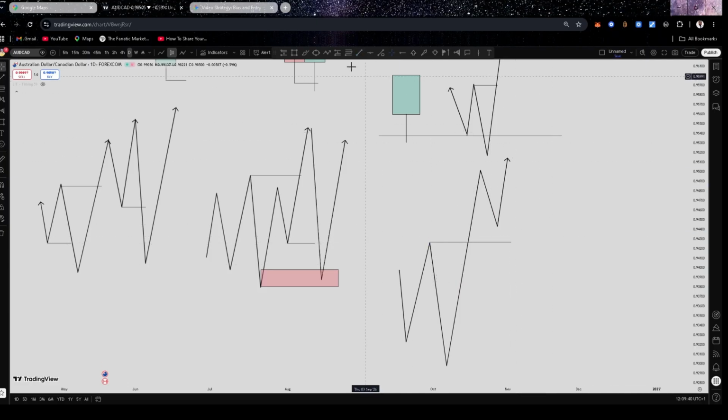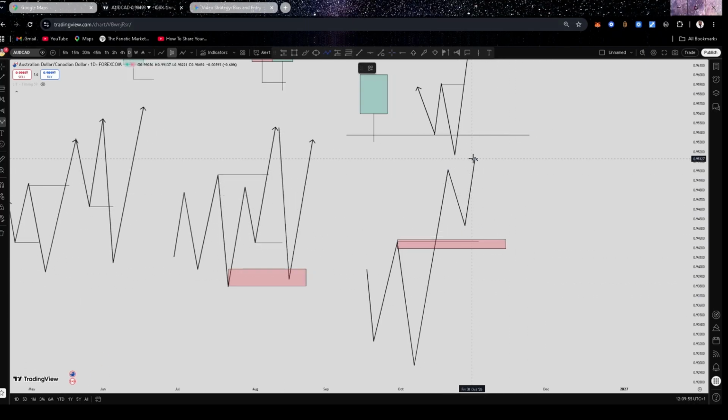Which will now create something here. Can you see a breaker block? This is what we call a breaker block. For you to consider this breaker block, you must have a fair value gap. Price must break structure with a fair value gap. You will wait for entry. Price will pull back down here. You can wait for entry confirmation, or you enter directly and you buy to the upside.